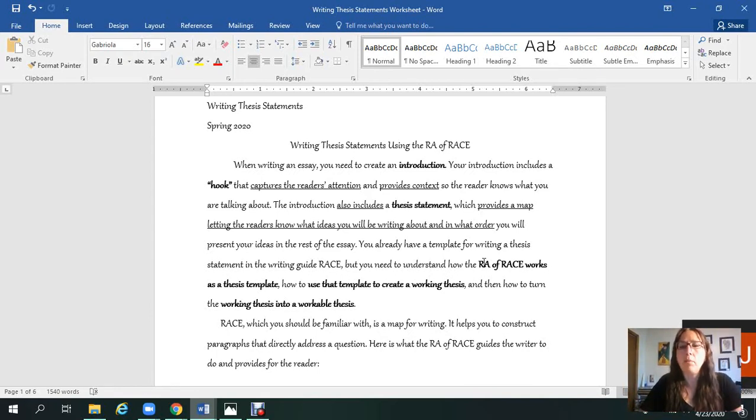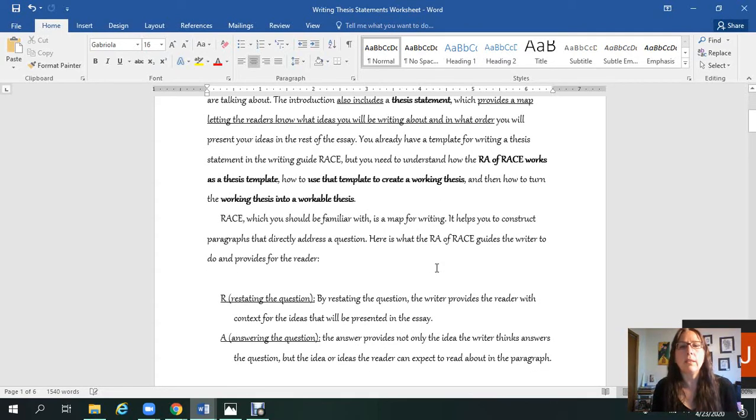You already have a template for writing a thesis statement in the writing guide RACE, but you need to understand how the RA of RACE works as a thesis template and how to use that template to create a working thesis and then how to turn the working thesis into a workable thesis. So first of all, let's review RACE, which you should be familiar with. It's a map for your writing. It helps you to construct paragraphs that directly address a question.